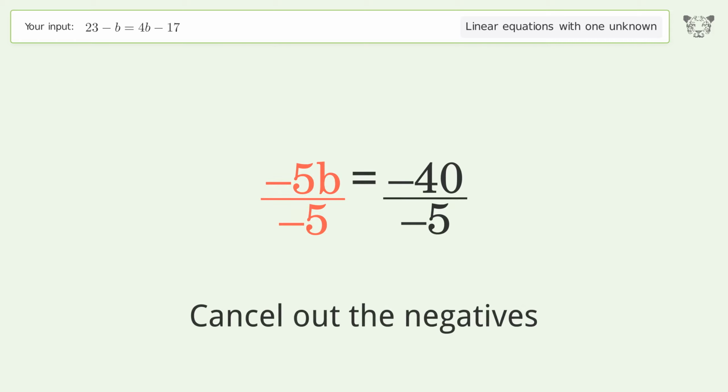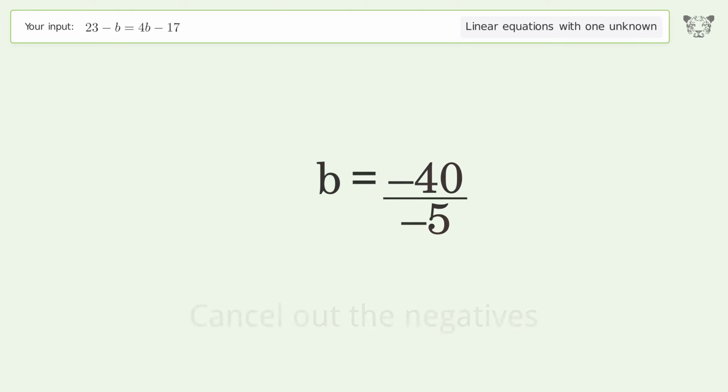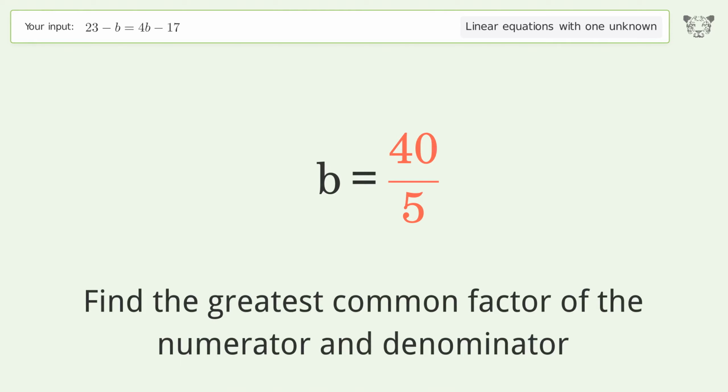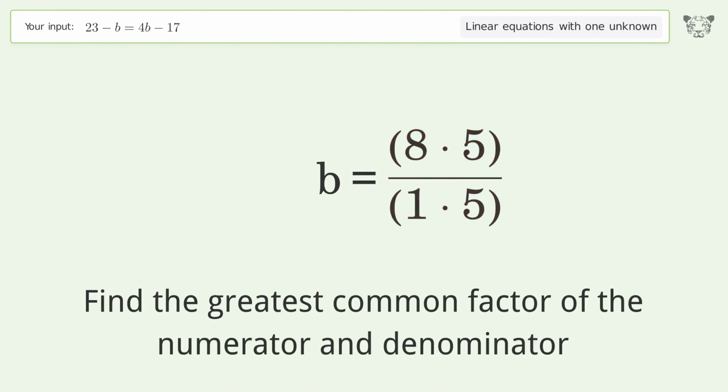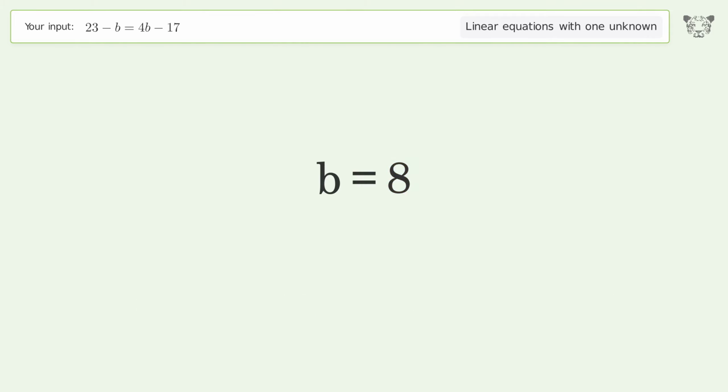Cancel out the negatives. Simplify the fraction. Cancel out the negatives. Find the greatest common factor of the numerator and denominator. Factor out and cancel the greatest common factor. And so the final result is b equals 8.